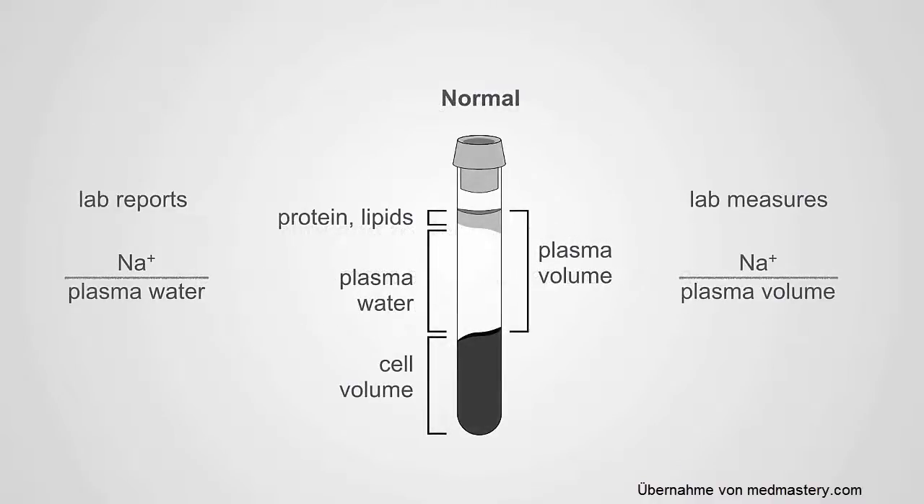So what happens with these lab measuring equipment is they will report the sodium content divided by the plasma water, but they'll actually measure the sodium content divided by the plasma volume. Normally, these are very similar, maybe off by about 10%, and they put a little bit of an adjustment factor, so when they measure this and report this, it is adjusted out to be normal.